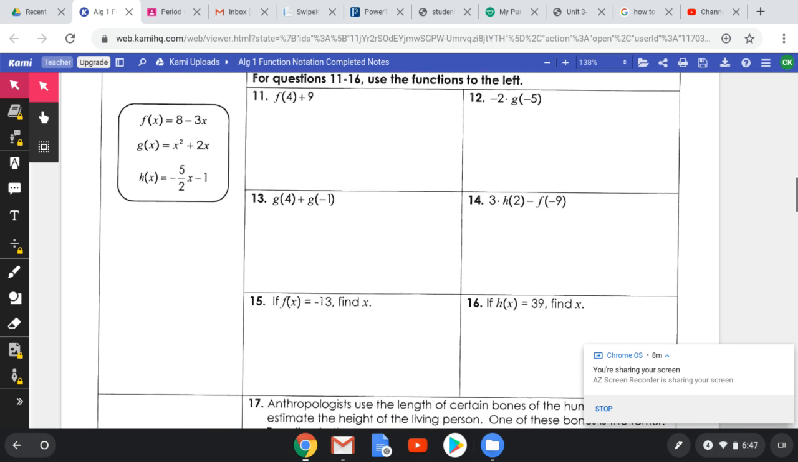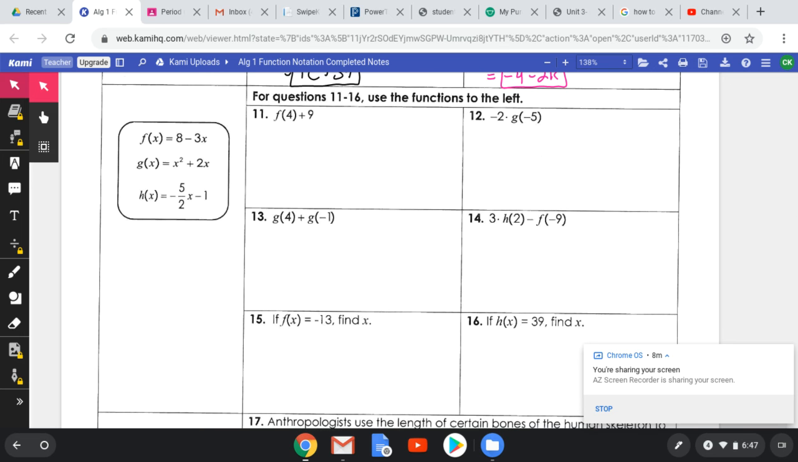So in this part, it says use the functions to the left. So they gave you 3 different equations. And again, it's another great thing about function notation, is we can have the same variable x in all 3 problems, and I don't need to define a different quote-unquote y value. I could just label it as f of x, g of x, h of x, and there you go. I don't have to worry about other variables. So let's look at number 11.